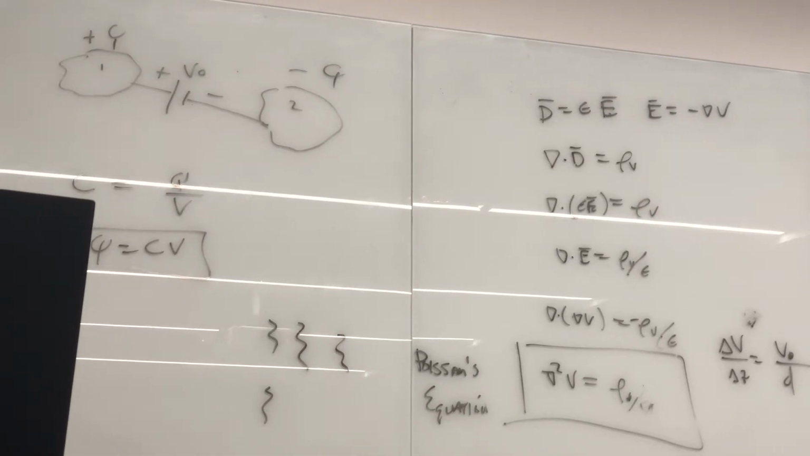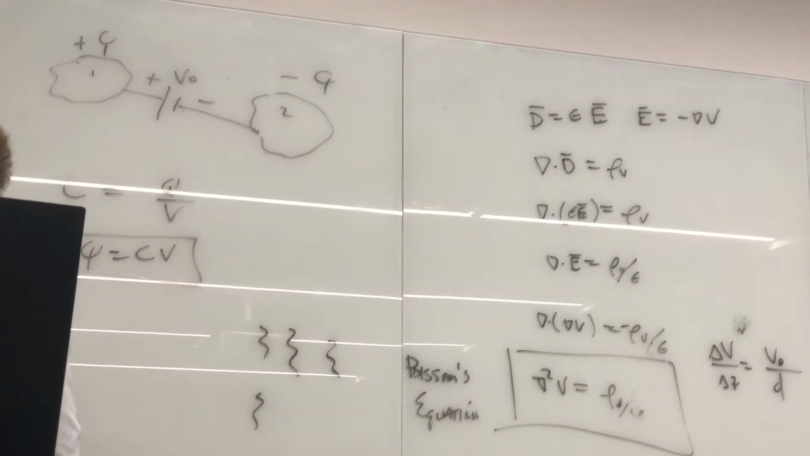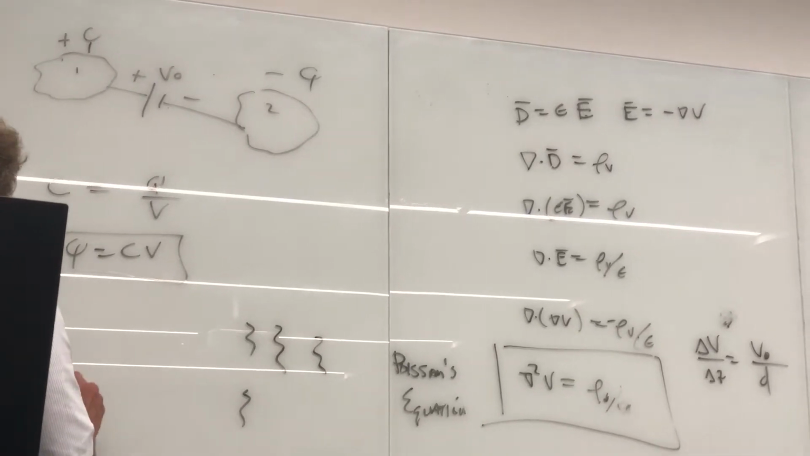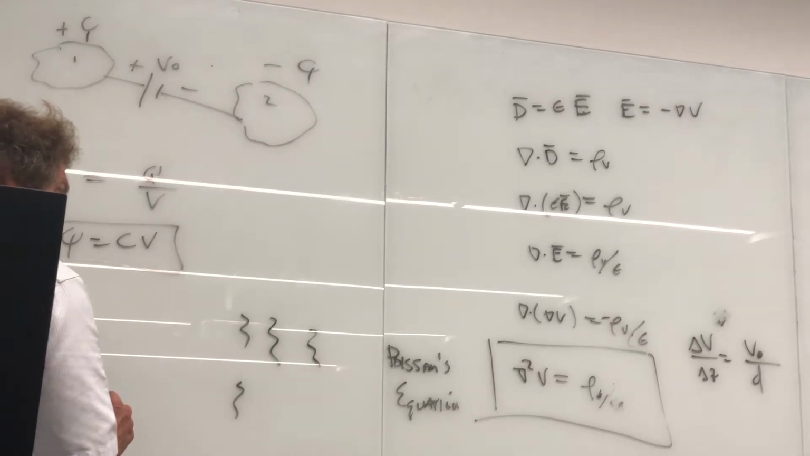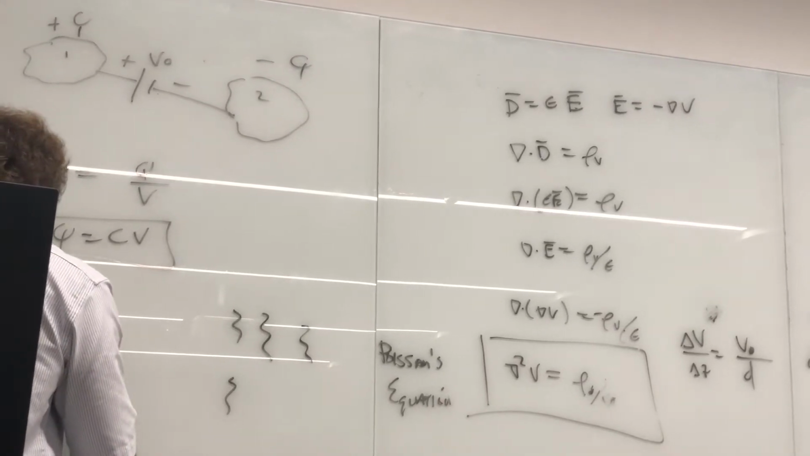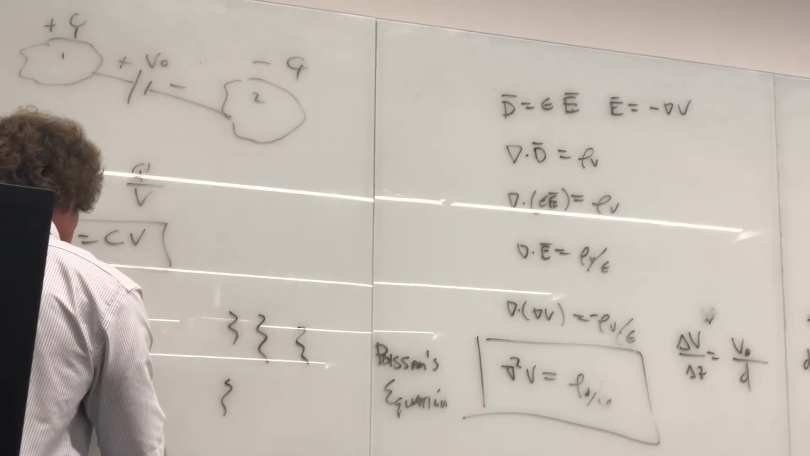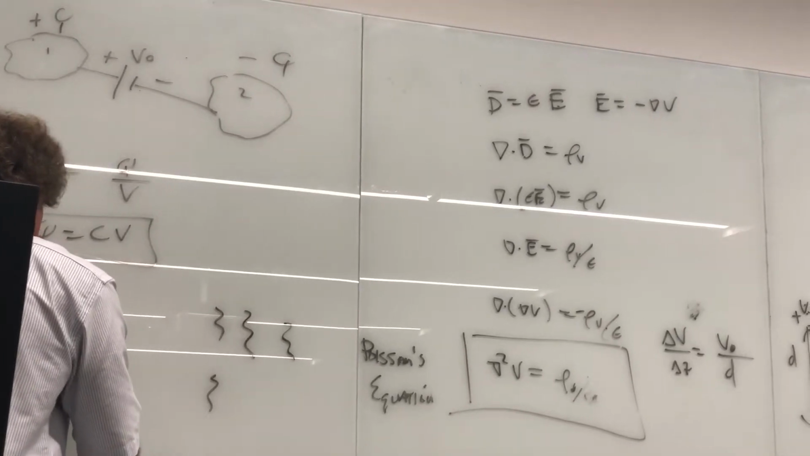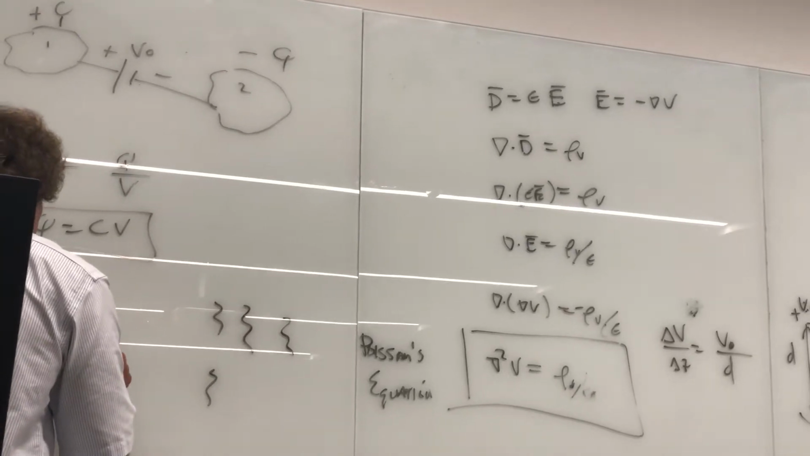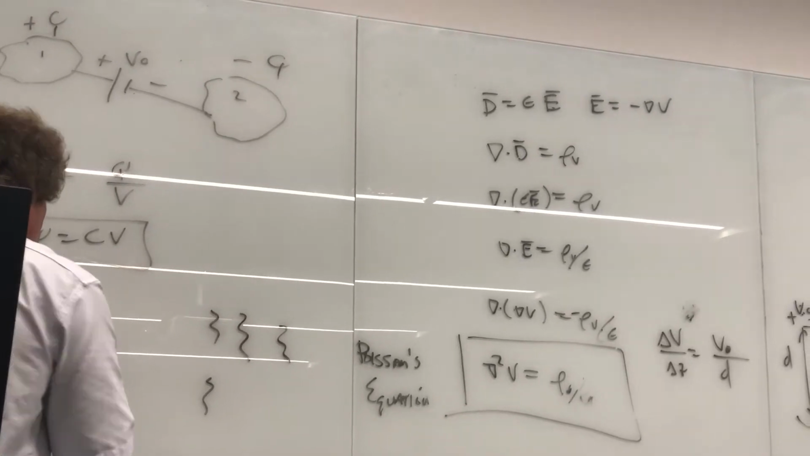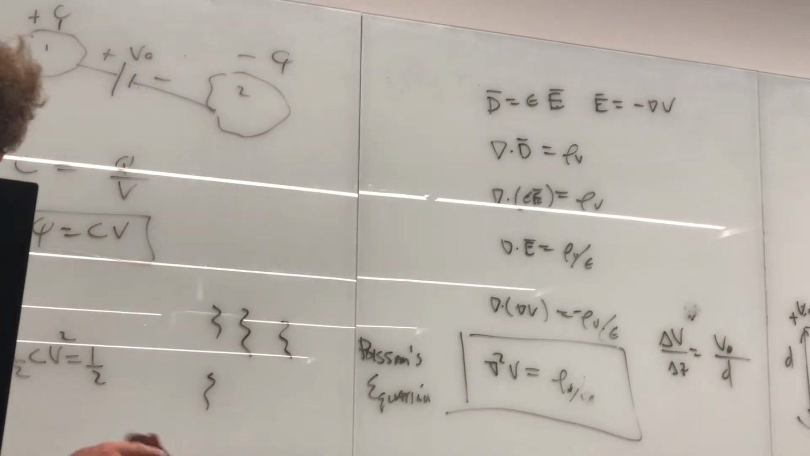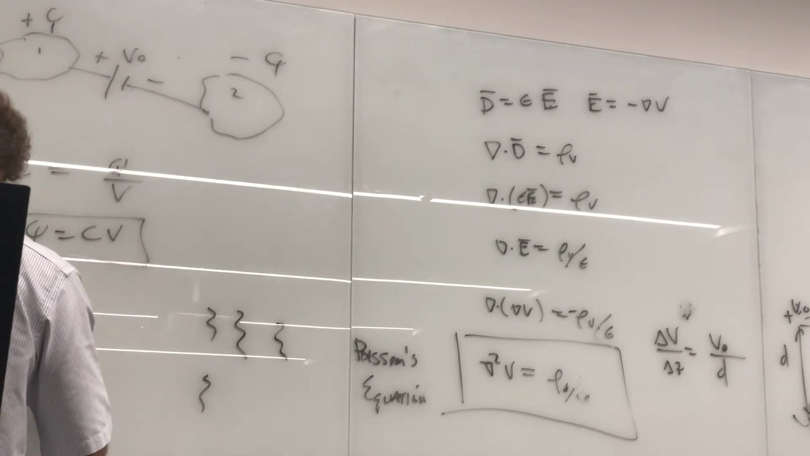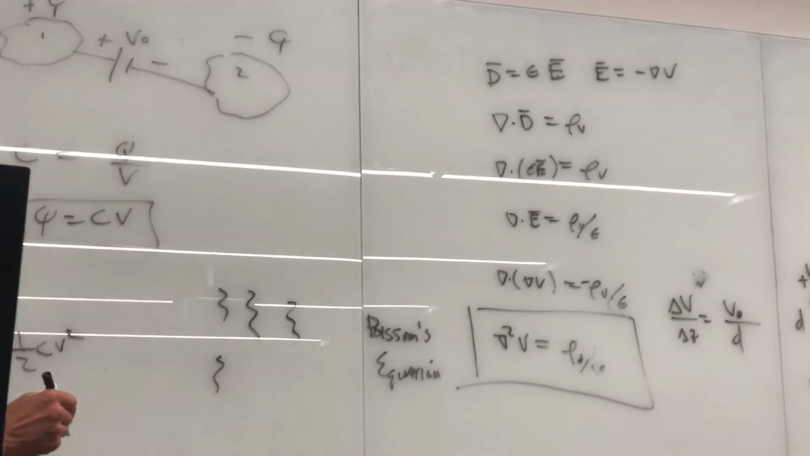stored in a capacitor, and I'll just call it WE, in joules, is equal to 1/2 times the charge times the voltage, and it's equal to 1/2 CV squared. Let me actually do it this way: 1/2 CV squared, that's the energy in a capacitor.